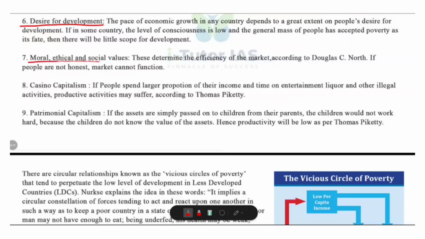Seventh, moral, ethical, and social values. According to Nobel laureate Douglas North, markets only function efficiently when people follow certain ethical norms. If people are dishonest, cheat in transactions, or frequently break contracts, then markets fail, and trust is the foundation of trade and investment. So moral, ethical, and social values are not just cultural aspects, they are economic variables.